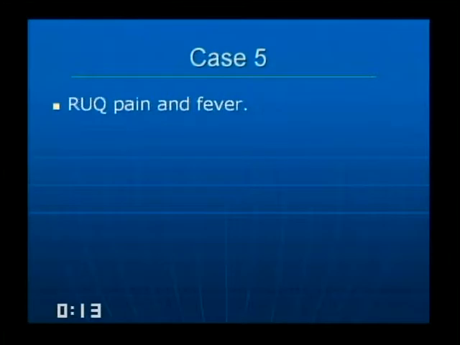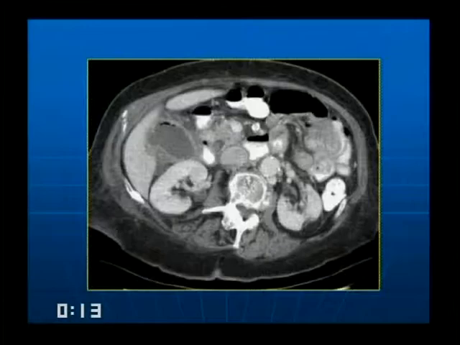Case 5, right upper quadrant pain and fever. The first study the patient has is CT. Amazing that there's a history. The history was actually obtained after the CT. Isn't that usually the way it works at your institution? No?